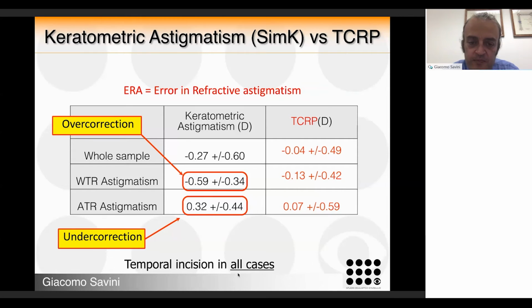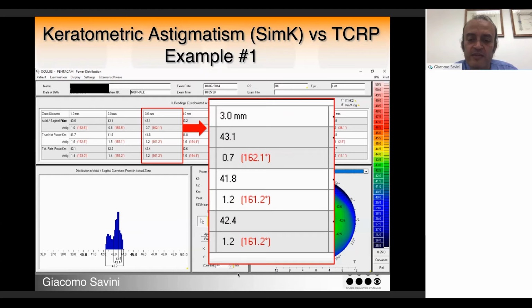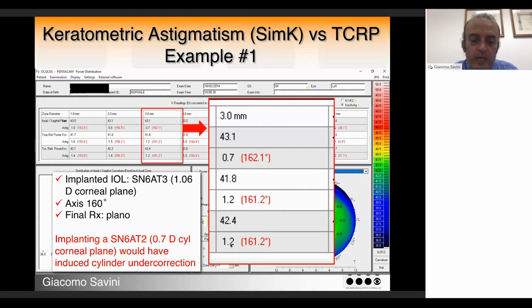And here the first example where you see that there's a difference between 0.7 diopters of astigmatism from K1 and K2 and 1.2 using total corneal power. 0.5 diopters is a clinically significant difference. And we relied on the 1.2 astigmatism from TCP, and we implanted the T3 that corrects 1.06, and got a final plano refraction. Had we used the T2, we would have obtained a small, but anyway, a cylinder undercorrection.